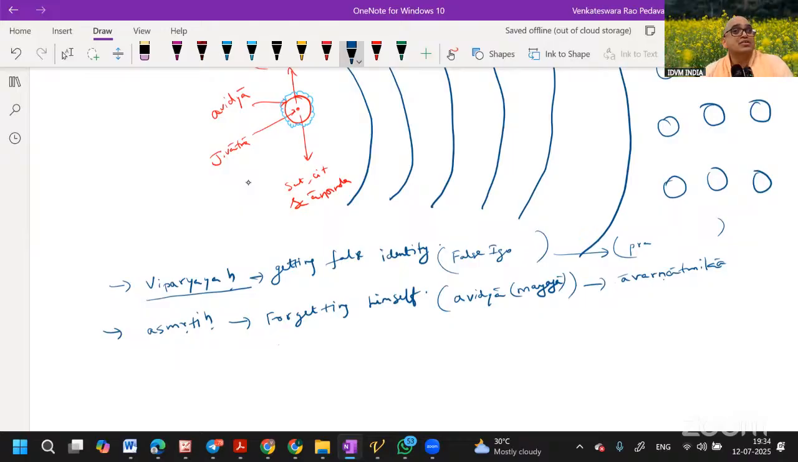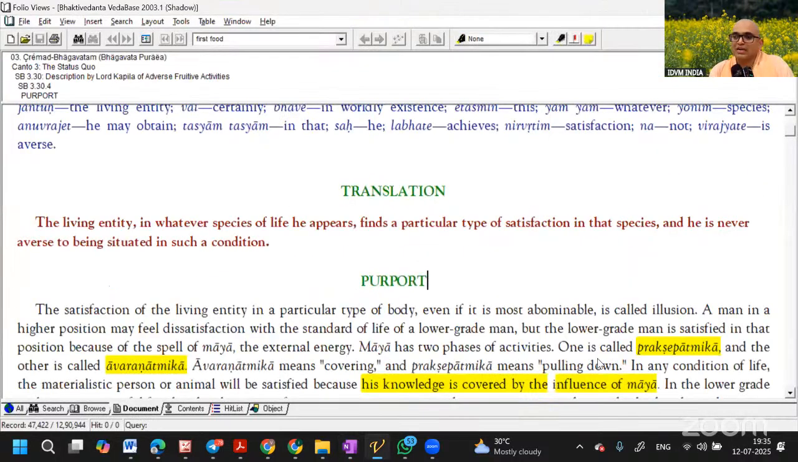That's why Maya is prakshepatmika. So one is called prakshepatmika and the other is called avaranatmika. Avaranatmika means covering and prakshepatmika means pulling down. That means the jivatma is thinking now I am a pig, I am a dog, this kind of identity. This is nothing but pulling down.